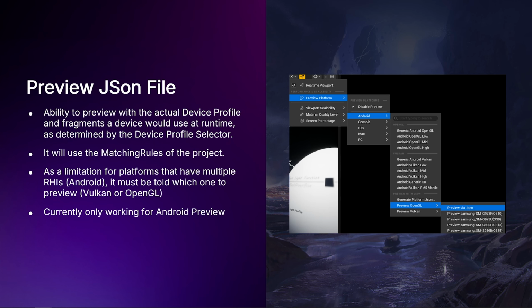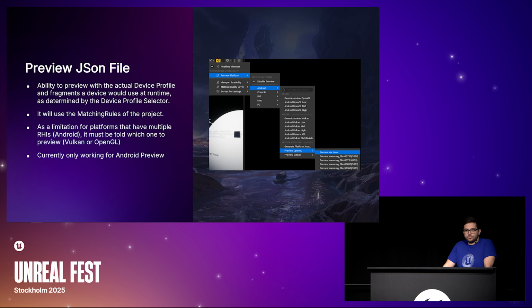Preview JSON is a new feature we added. Before, we mentioned that the preview platforms have a hard-coded device profile, and that if you want to change the device profile, you create a new preview platform to set a different one. That's fine for consoles because your device profile range is not that big. But for Android, where your range runs from very low end to high end, that's not enough.